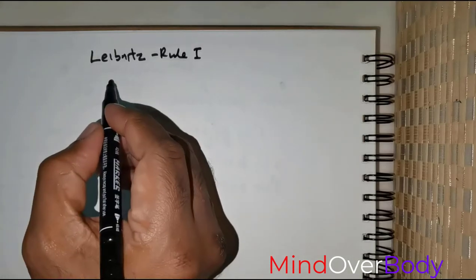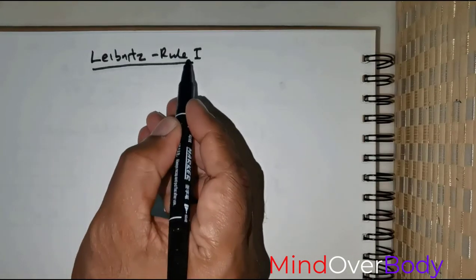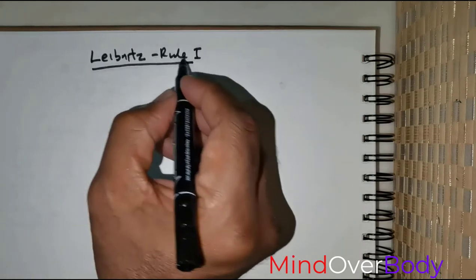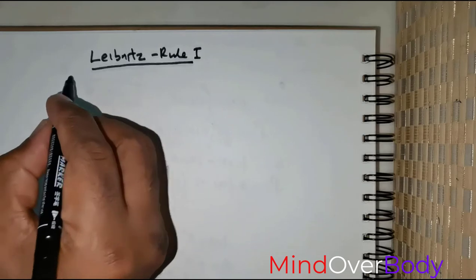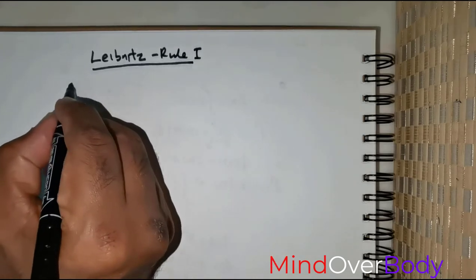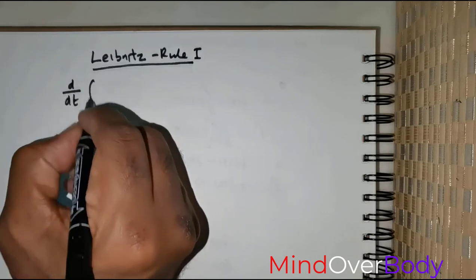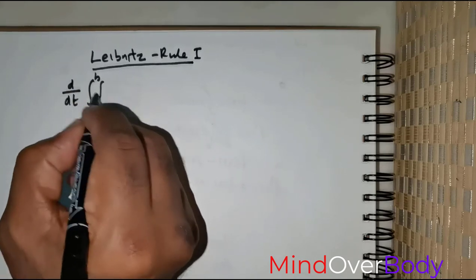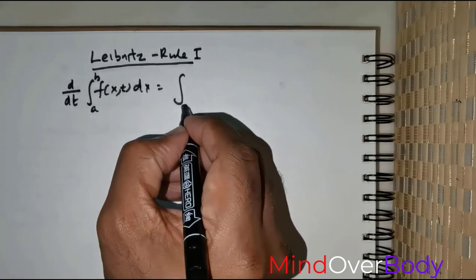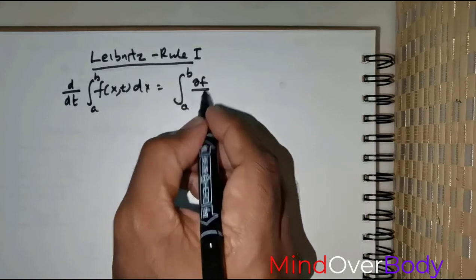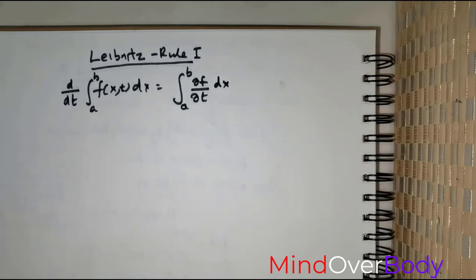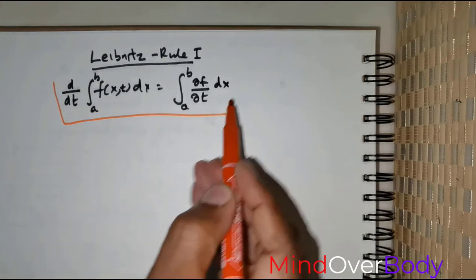Welcome students, we are going to start off this class by learning about Leibniz Rule, and it is rule number 1. Now the definition of Leibniz Rule, rule number 1, is given as follows: d over dt integral a to b f of x comma t dx is equal to integral a to b dou f over dou t times dx. So this is the Leibniz rule number 1.